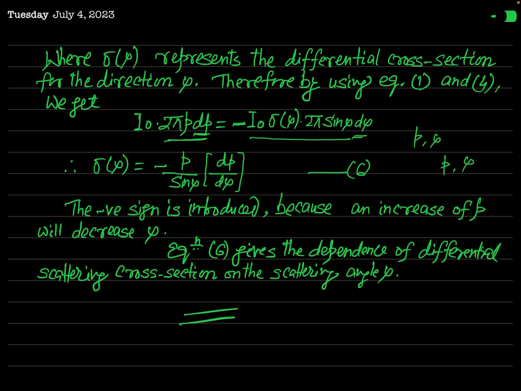So I naught 2 pi p dp is equal to I naught sigma phi 2 pi sine phi d phi. And here this 2 pi will cancel out, and this I naught also cancels, and so you can find this sigma phi, which is actually the differential scattering cross section in the direction phi, and this will be equal to minus p over sine phi dp by d phi. And you can see from this result that the differential scattering cross section in the scattering direction phi depends on the impact parameter. So this equation indicates the dependence of the differential scattering cross section on the scattering angle phi, how they are related to one another. So this is a very important equation which relates the differential scattering cross section and the impact parameter.